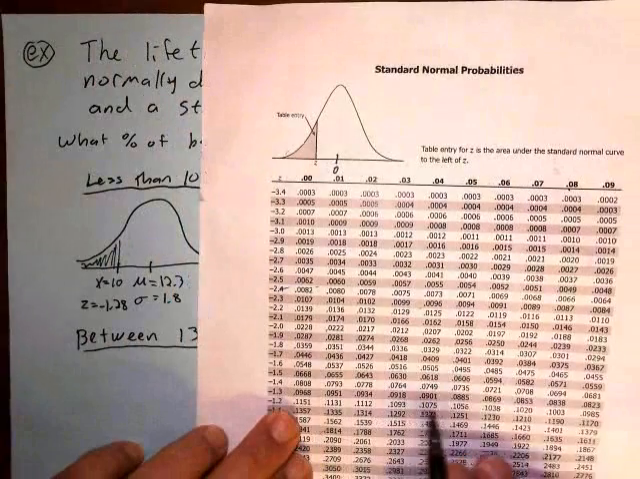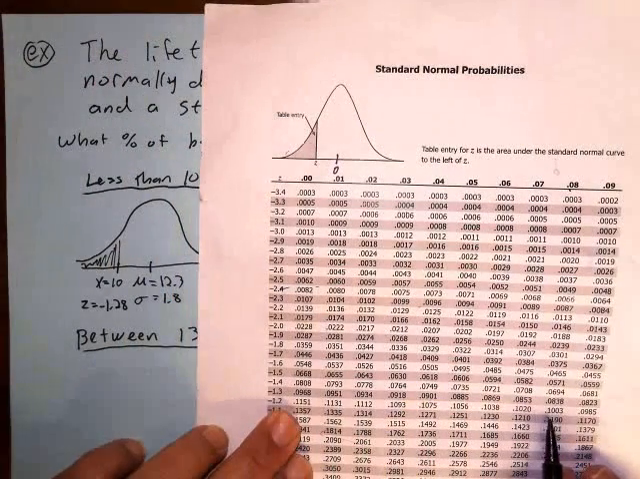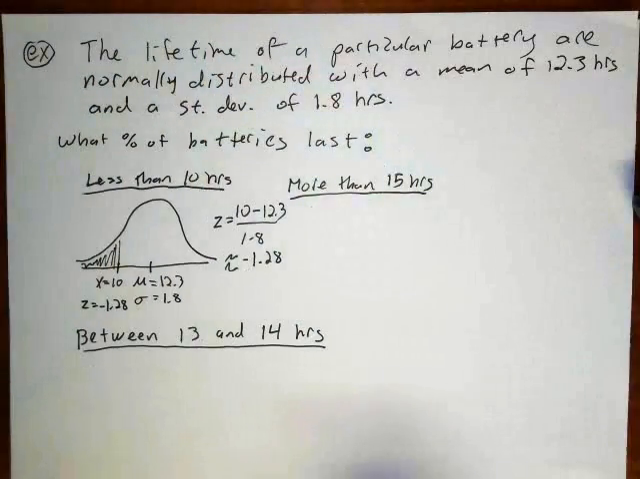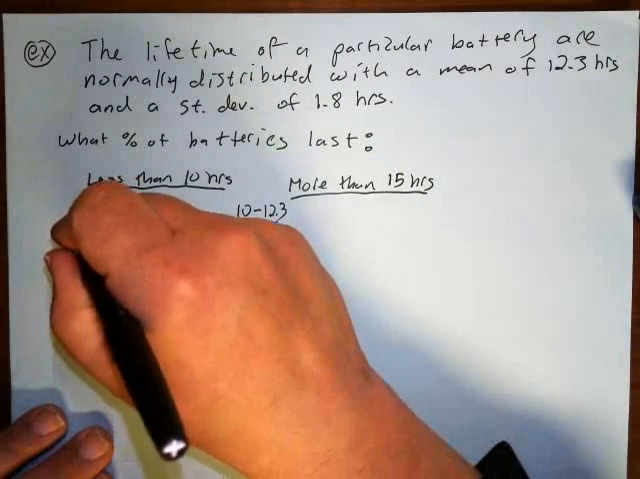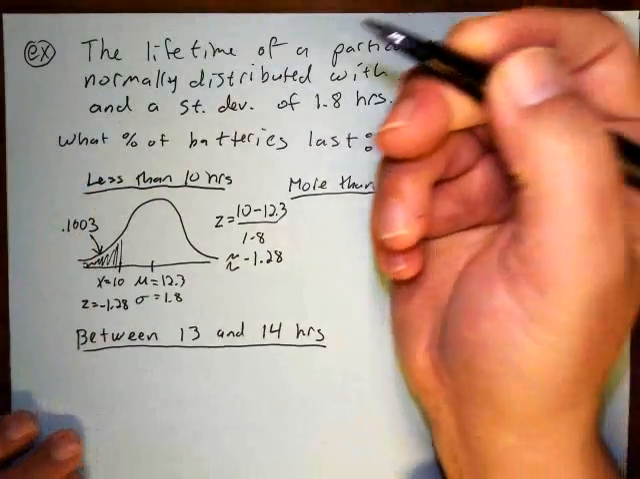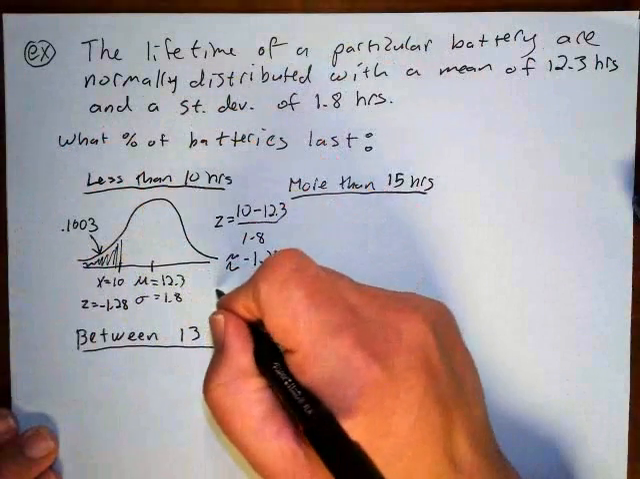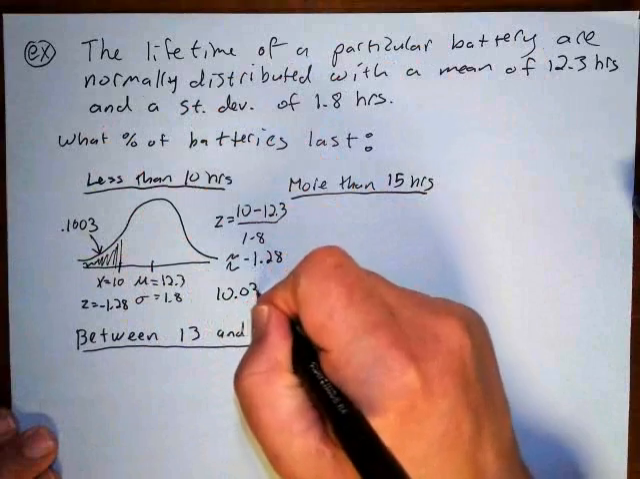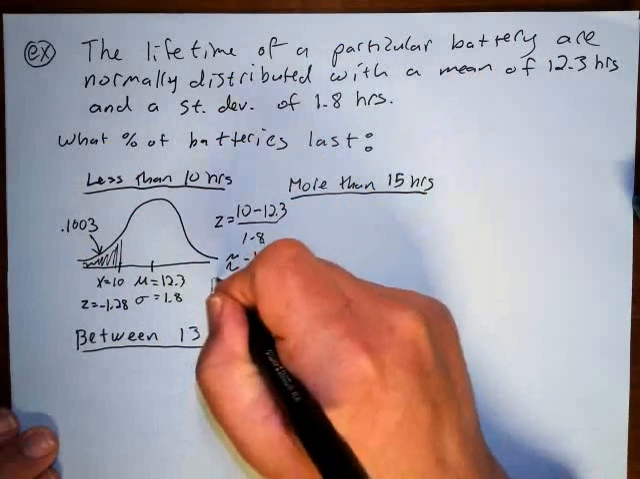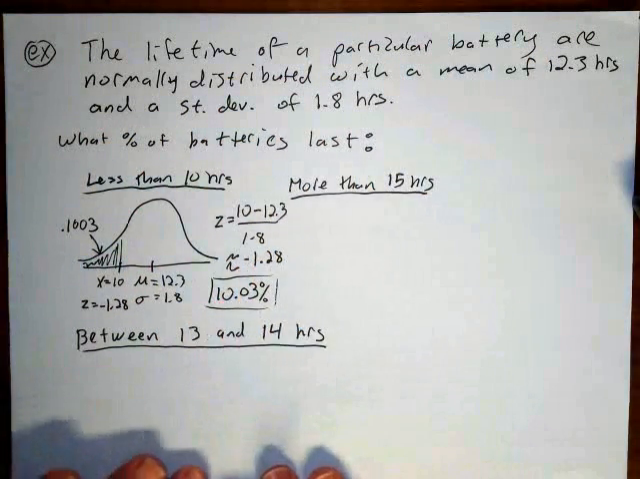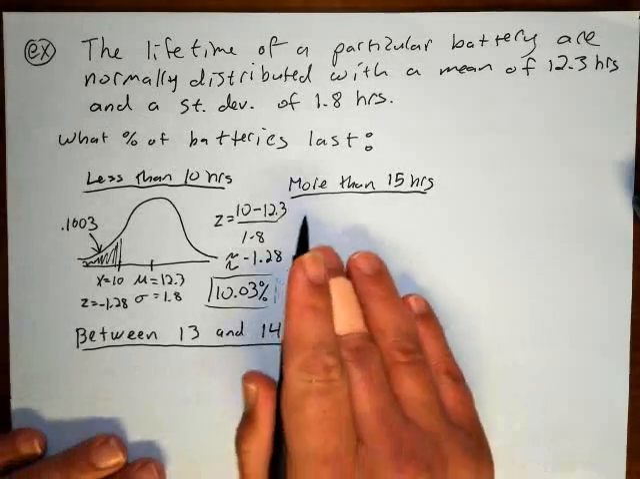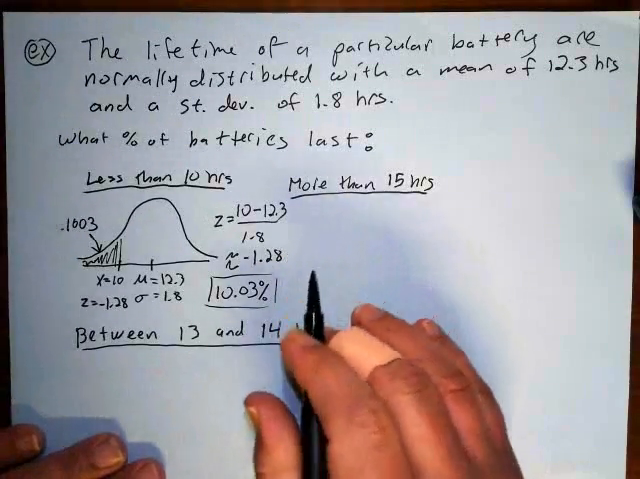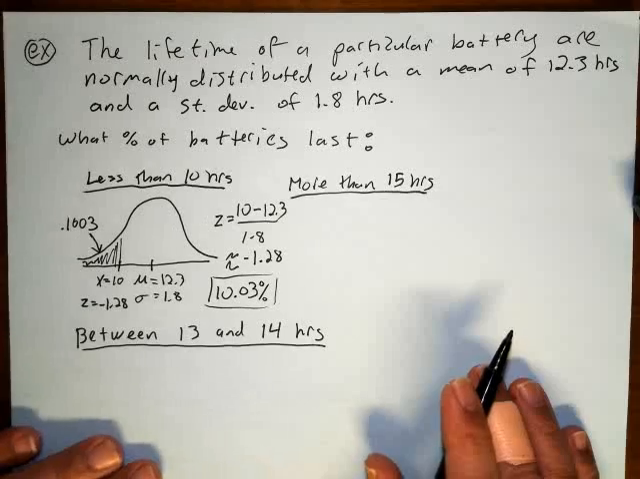So for negative 1.28, I get 0.1003. And so it looks like the percentage would be 10.03%. So this would be the percent of batteries that last less than 10 hours. Okay, so now the next one. We want to find the probability that they last more than 15 hours.